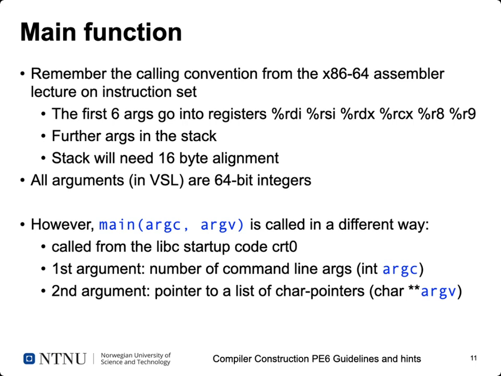For all other functions, we have the calling convention from our x86-64 assembler lecture on the instruction set. So we know for all other functions except for main, the first 6 arguments go into registers RDI, RSI, RDX, RCX, R8, and R9 in this order. And if we have any further arguments, they have to be transferred on the stack. Again, our stack will need 16 byte alignment. We've seen all arguments in VSL are just 64-bit integers, so that makes it a bit easier. Only main is special in this regard. Of course, argc and argv are also just treated like regular parameters. So argc is passed in RDI, argv is passed in RSI.